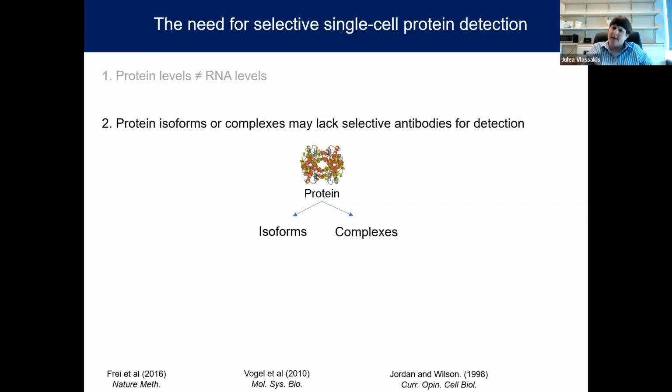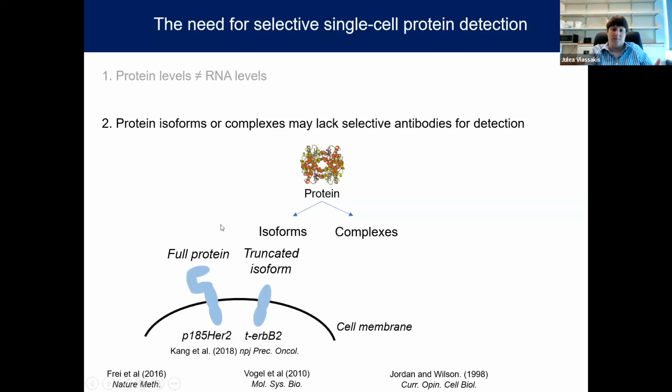I also want to emphasize some classes of biomolecules that you cannot necessarily measure from an RNA transcript level. For example, protein isoforms or complexes would fall into this category, and in particular may be well suited for some of the separation single-cell Western blot style techniques when these particular biomolecules lack selective antibodies for detection. So I'm thinking about here isoforms and protein complexes.